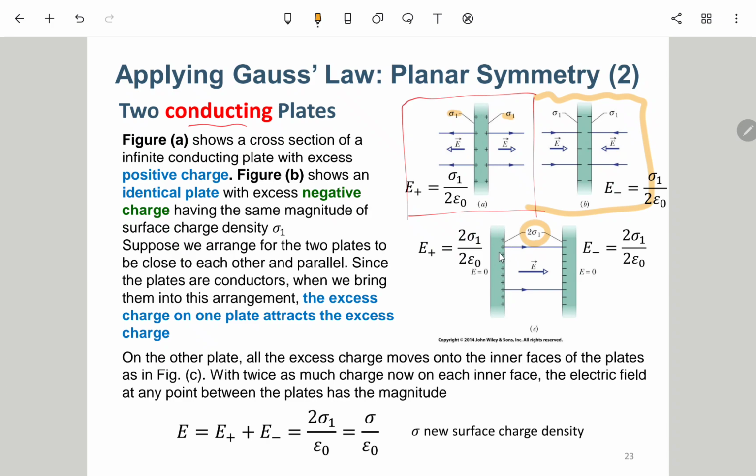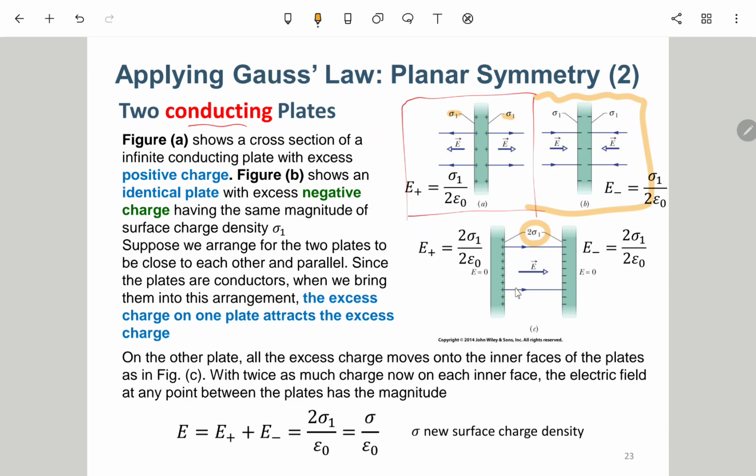So in such a way, E plus will be double compared to the upper case. And similarly, E minus also generates 2 sigma 1 over 2 epsilon naught, which is double this one.